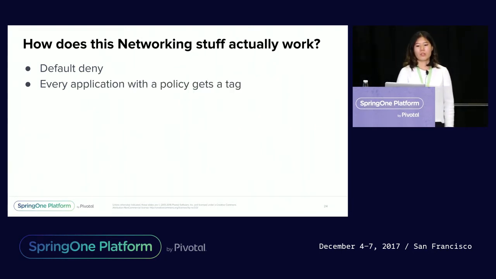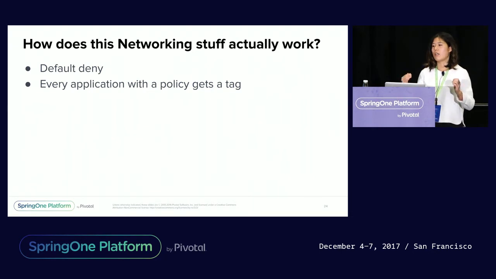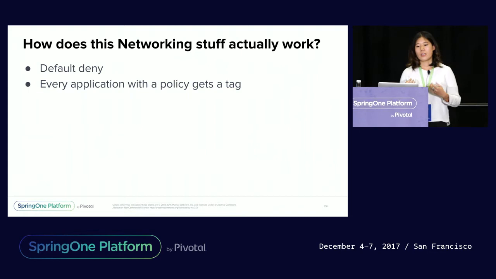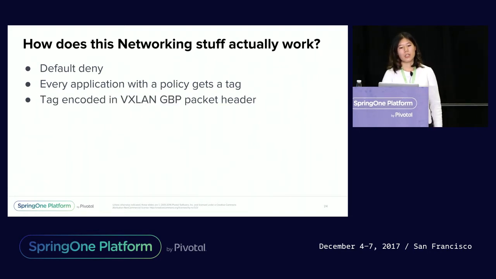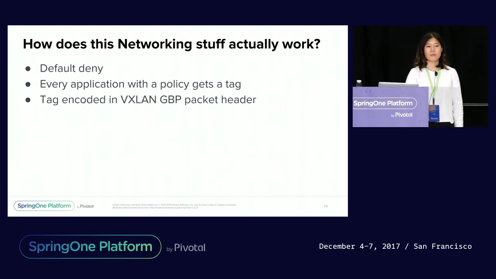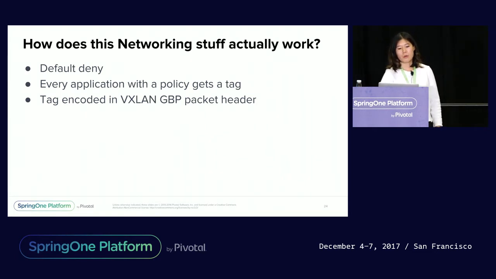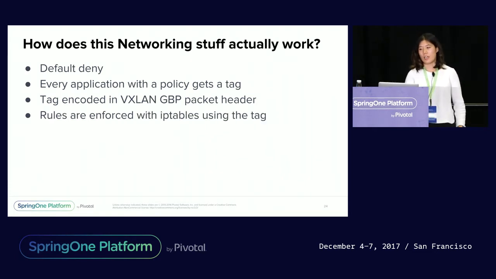So we do policies on an application-level abstraction. You set policies from a source application to a destination application. And every application that's part of a policy will get a tag. This tag will be encoded in the VXLAN GBP packet header, and we'll use this tag alongside iptables to enforce whether or not packets can go from the source application to the destination.